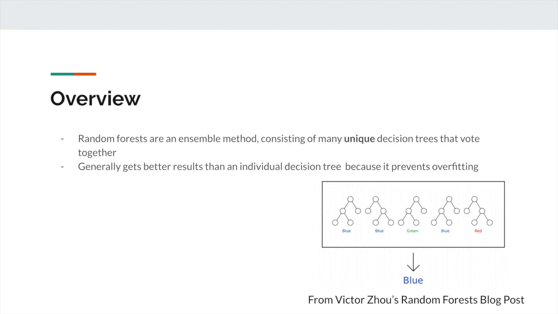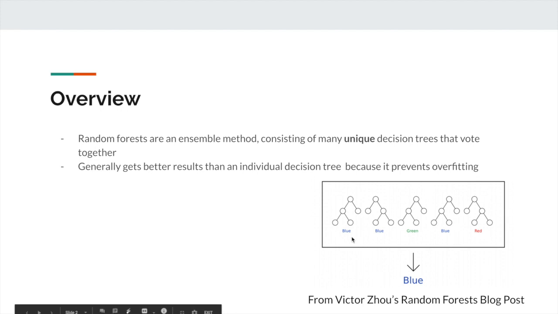We discussed overfitting last time. Overfitting is basically when you learn the training data too well and you're not able to generalize whatever you found in the training data to your testing data. And so using a random forest usually helps prevent this issue.